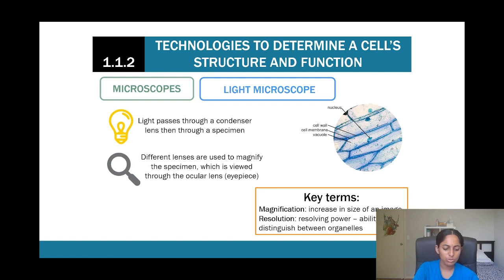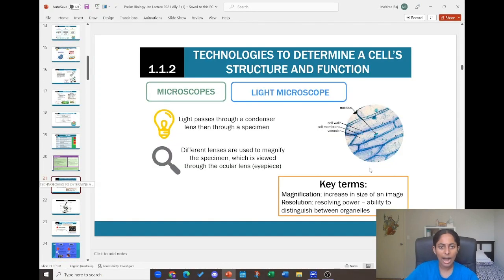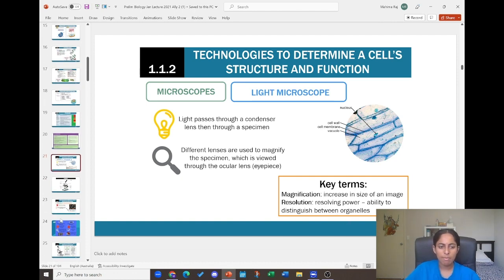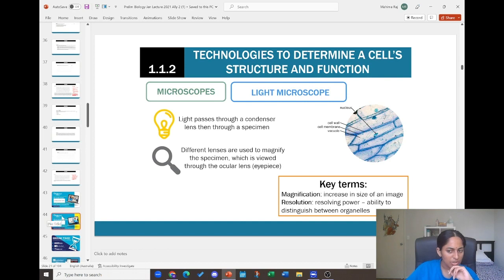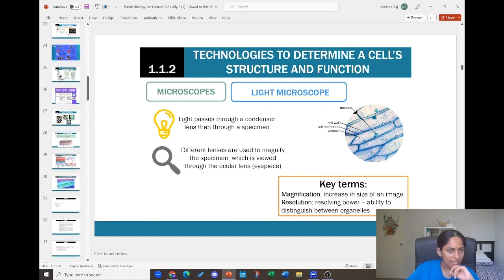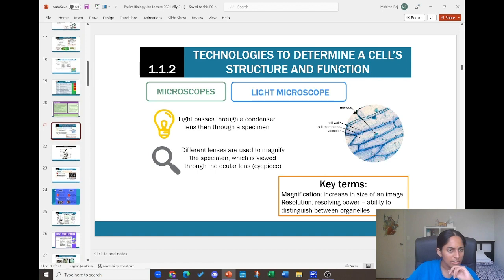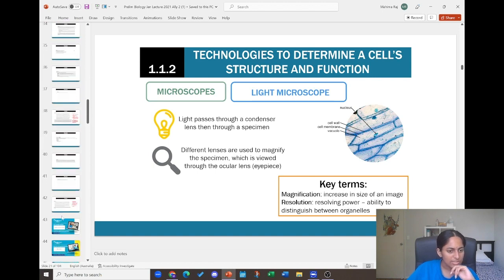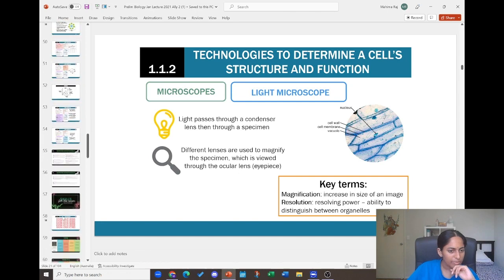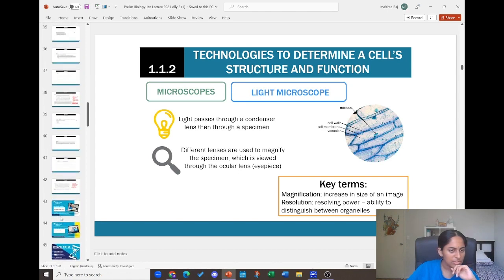Moving on to actual technologies that you have within your syllabus, is mainly microscopes. I'm just going to check how many questions I have written on for today's lesson. All right, I think we have plenty of questions, which is lovely.